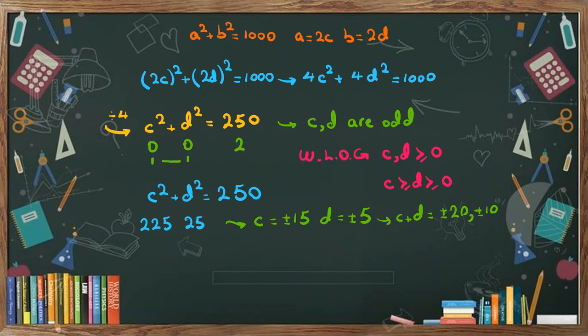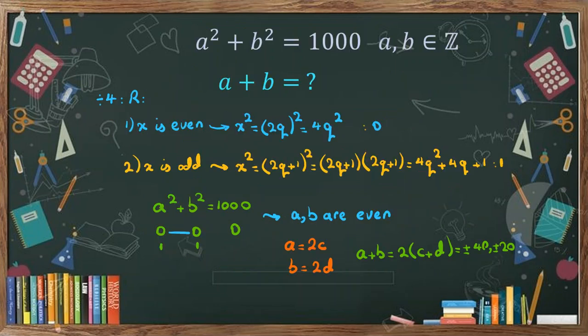Now, let's consider the next case. 14 squared is 196, plus what is 250? 54, which is not good. 13 squared is 169, and 250 minus 169 is 81. Again, another good case. So C is plus minus 13 and D is plus minus 9. So C plus D, both positive, 13 plus 9 is 22. Both negative, negative 13 minus 9, negative 22. So plus minus 22. 13 minus 9 is 4, negative 13 plus 9 is negative 4, plus minus 4. So we should consider twice that for A plus B: plus minus 44 and plus minus 8.